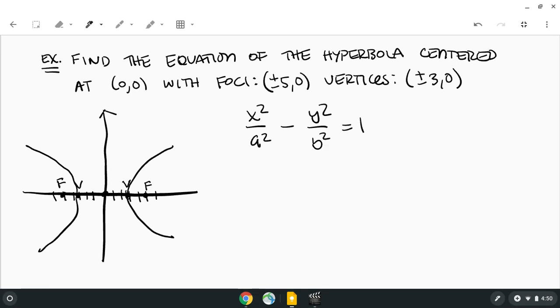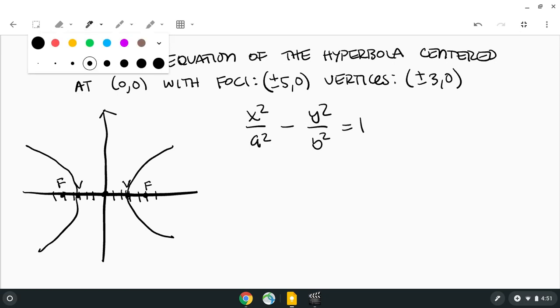Okay. So I know I'm going to be using this one. And so that means I need to know these two numbers right over here. Again, oftentimes you'll be given one and not both. If you're given only one of these, you're probably also given the focus points, and we are. Okay, all right, so let's see what we have here.